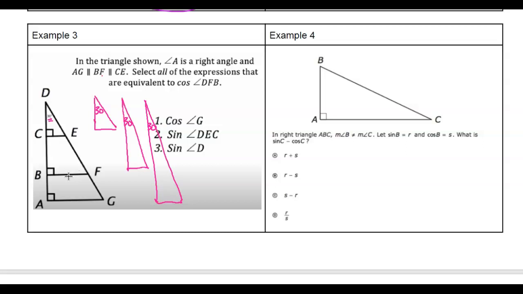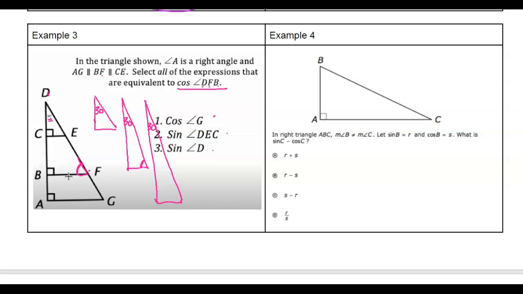So they want to know all of the expressions that are equal to the cosine of DFB. So first, let's find out what angle they're talking about. So go in order. So here's D to F to B. So they're talking about this angle, okay? So we need to know, which is this angle, which of these 3 choices, if I've got the cosine of DFB, which of those is it going to be equal to?